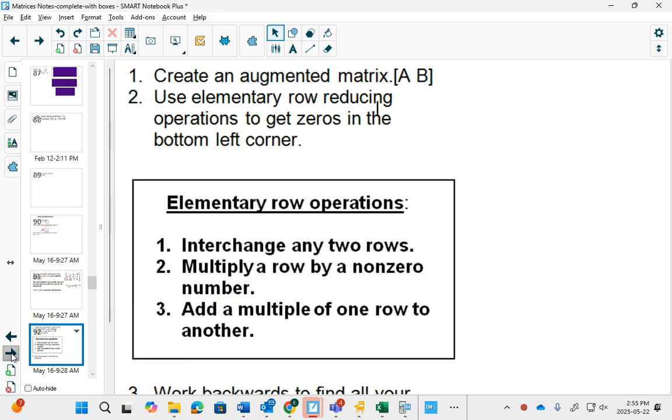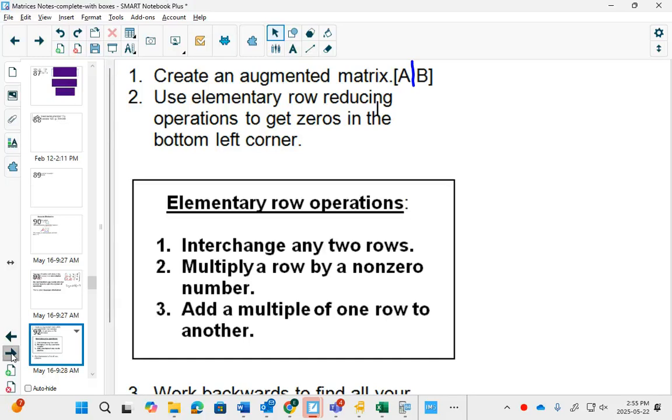But because it's more abstract, your chances of mental math mistakes probably increase a little bit. So, what are we going to do? We're going to create the augmented matrix, coefficients matrix A, answer matrix B with a line in between. We're going to use what are called elementary row reducing operations. Almost spells the word error, which sounds like it's the last thing you would want to use when doing math. But to get zeros in the bottom left-hand corner, what are elementary row operations?